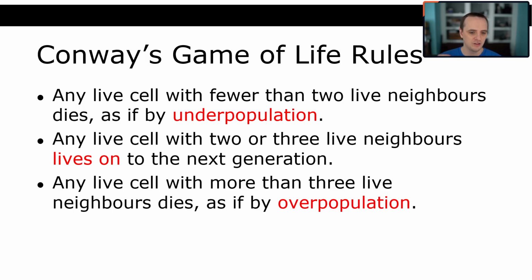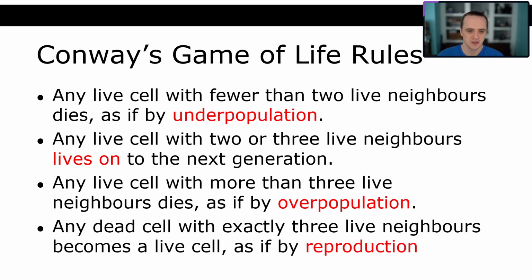Any live cell with more than 3 live neighbors dies, as if by overpopulation, right? So 2 or 3 was the sweet spot where we continue living. More than 3 and we die. Okay? And that may be like overpopulation. And any cell with exactly 3 live neighbors becomes a live cell, as if by reproduction.